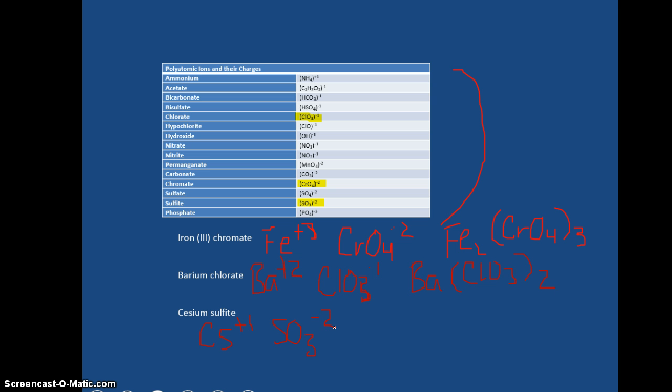So we're going to cross our charges over. We don't have to worry about the 1, but we do need to worry about the -2. So we'll get 2 Cs because we crossed the 2 over, and then SO3 we don't need to write in parentheses. You can if you want, I won't dock you, but you can. You'll get SO3 because you don't need to cross the 1 over.